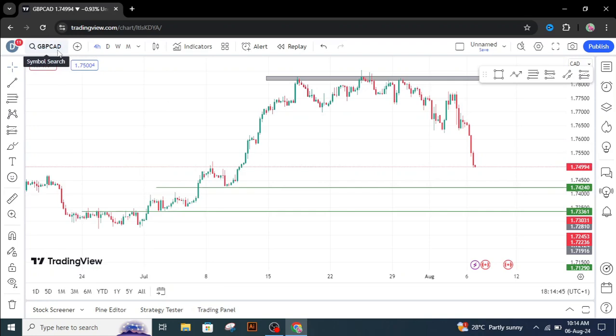And now with crude oil, you can determine the strength of CAD, because CAD is a commodity currency. It relies on crude oil. When the price of crude oil is going up, CAD becomes stronger, and when the price of crude oil drops, the value of the Canadian dollar becomes weak.